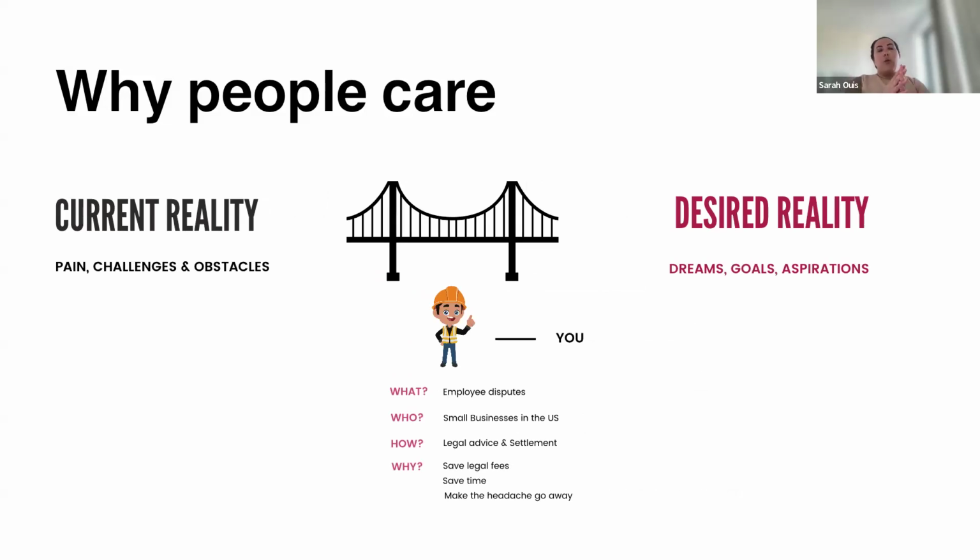So really, in order for you to attract the right clients, first you have to speak to the people within your micro niche, right? But beyond that, in order for you to really attract more and more of them and become the go-to, you have to position yourself as a bridge between where they are now and where they want to go. Where they are now, they are stuck in hell. They are in pain. They have certain challenges and obstacles.